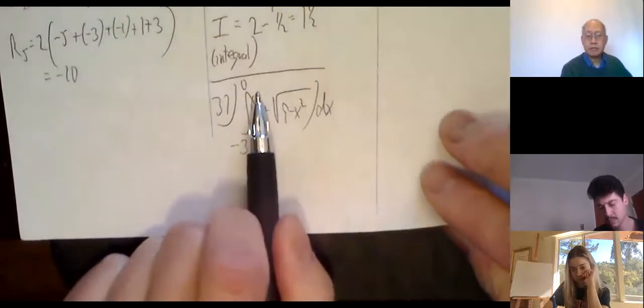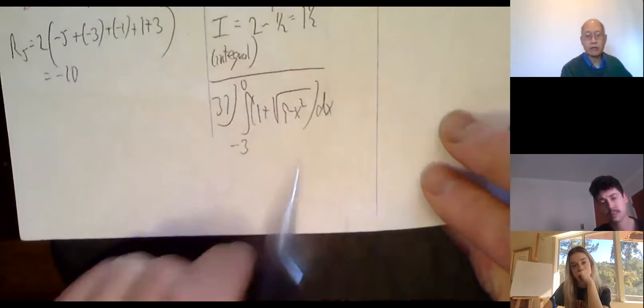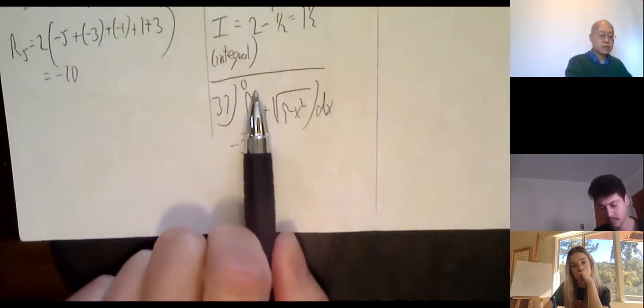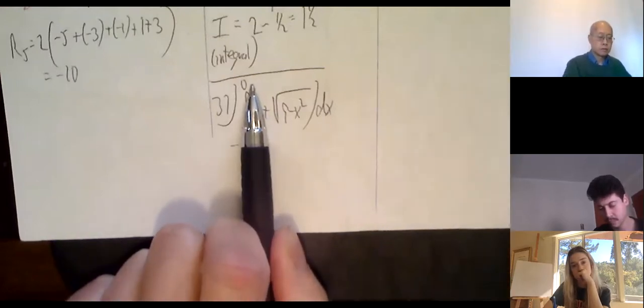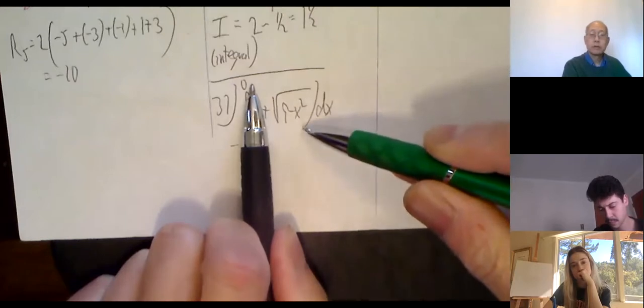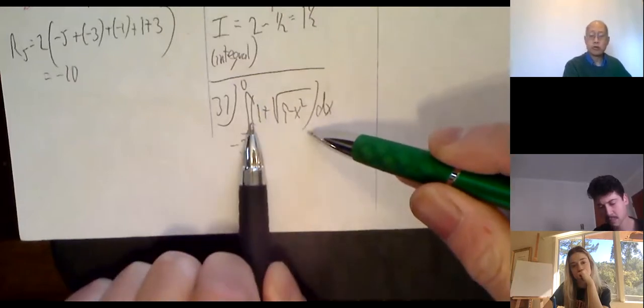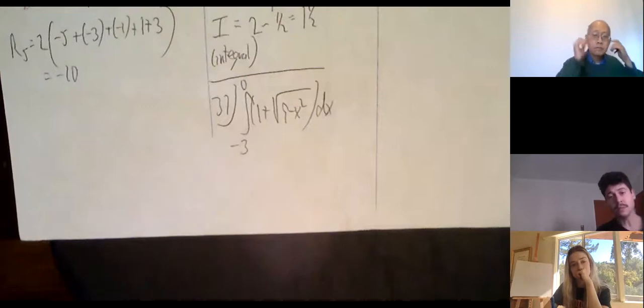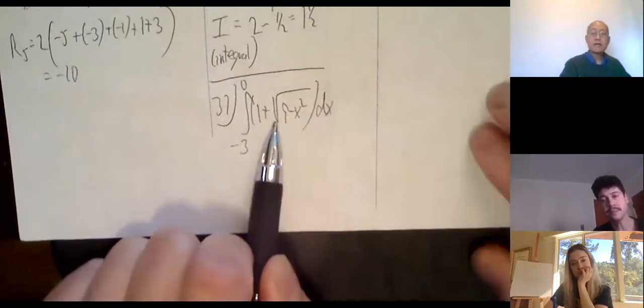First, let's just look at this. The 1 doesn't bother me. I know what's going to happen to the 1. Let me consider this. And what happens to this? It moves the whole graph 1 unit up. So what's the graph of this?